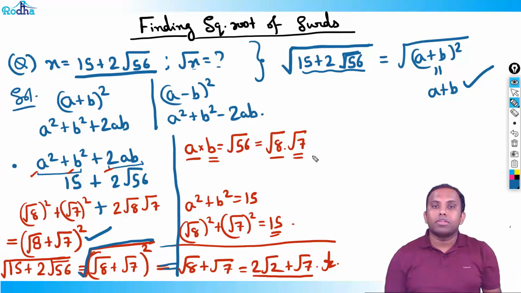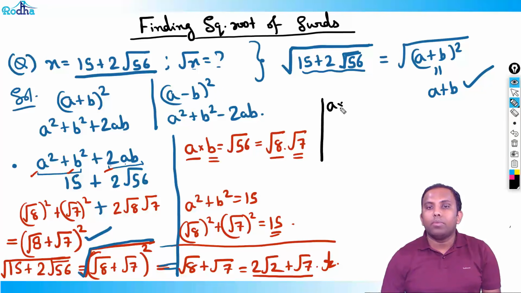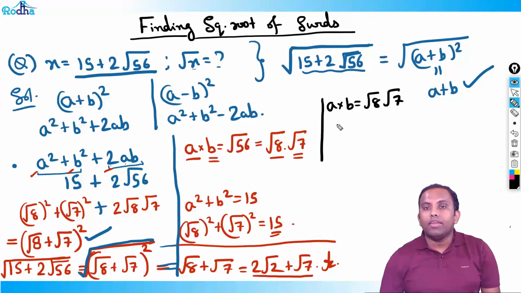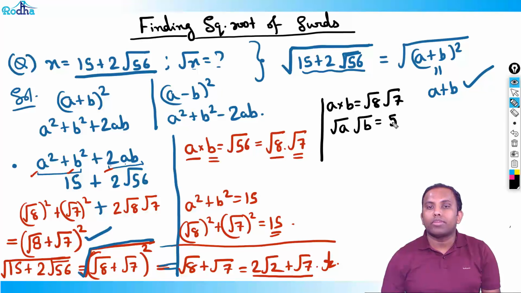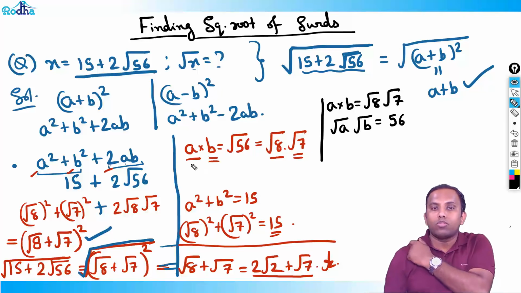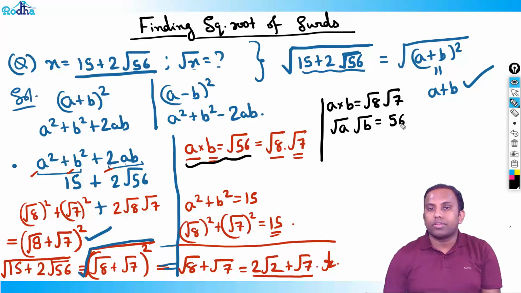Now, I want to discuss this methodology, what we did here. So I compared 2ab is 2 root 56. That means a into b is root 56, right? So for further questions, how should we do it now? I got a into b is equal to root 8 into root 7. So I can directly assume from here that if a into b is root 8 into root 7, I can write it like root a into root b is equal to 56. If a into b is root 56, so root a into root b is 56. Correct? Fine.